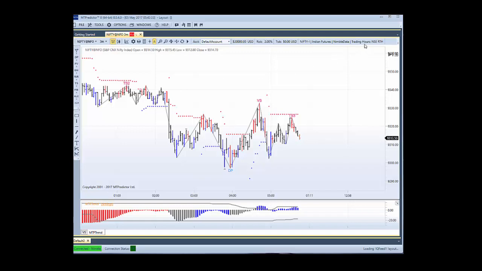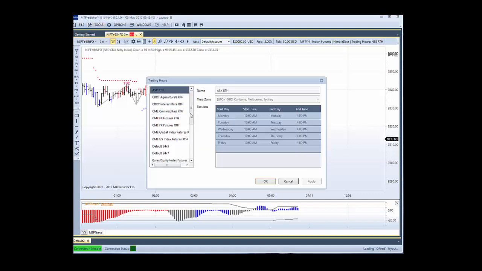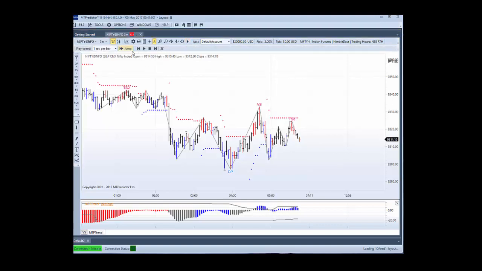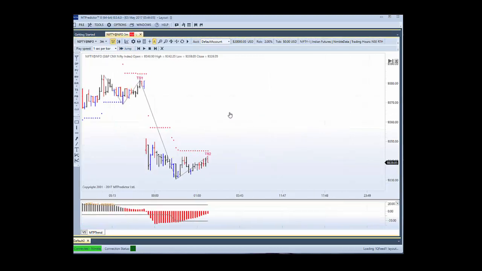I'm using the regular trading hours for the NSE, and if I go to Tools, Trading Hours, and come down to NSE, you can see these are on your local time, 9:15 to 3:30. Right, so earlier on there was a TS2 sell setup that was in the direction of the MTP trend, so this is one you could take. So let's have a look at how that would have unfolded at the time. You could use our training mode to go back to there it was at the time.